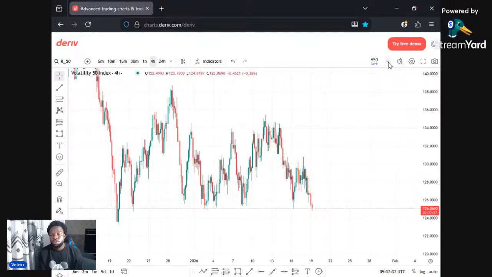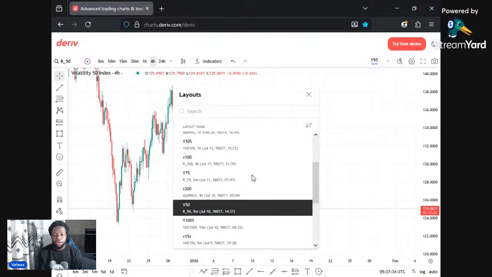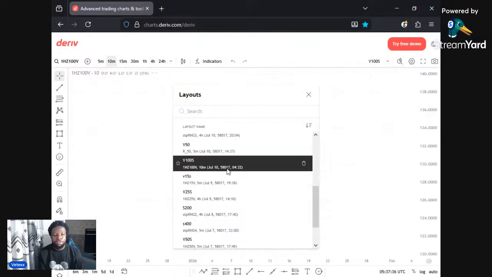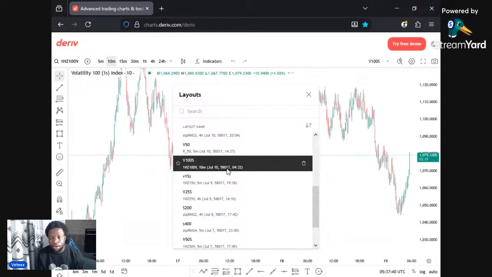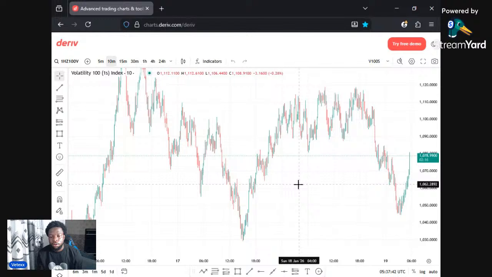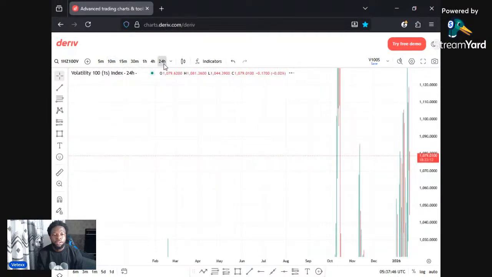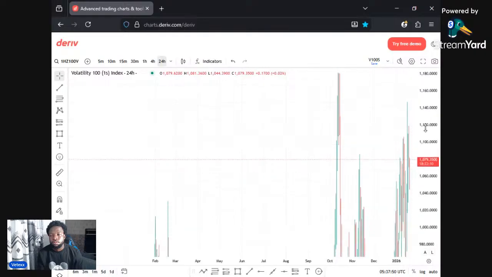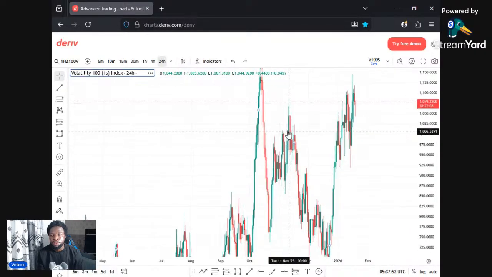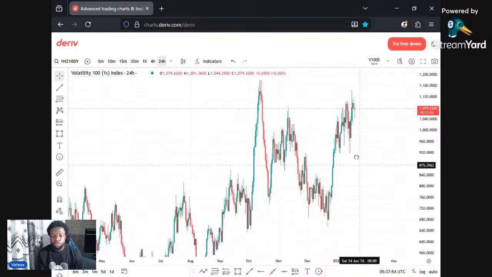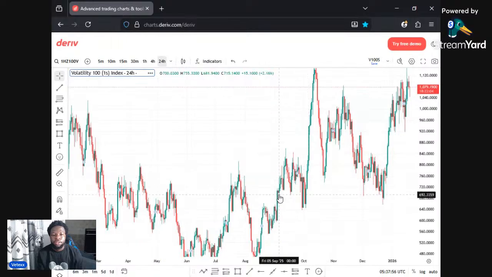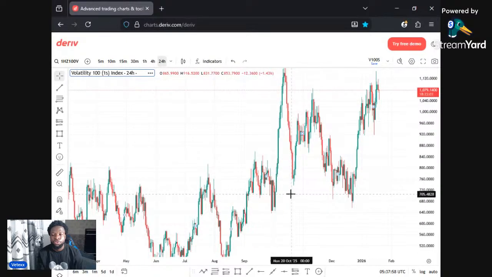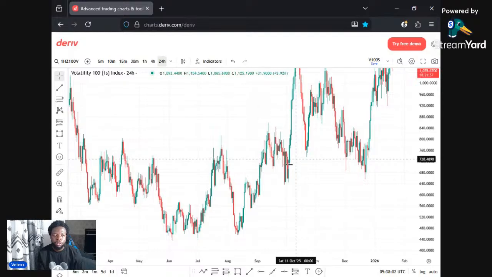Because there are other opportunities lining up, the next we are going to be checking out is V100S, volatility 100. That's what we are going to be checking out right now. Okay, so on the weekly time frame, volatility 100s is bullish. And on the daily time frame, we can't see any move. So what do we do once we didn't see any move on the daily time frame?